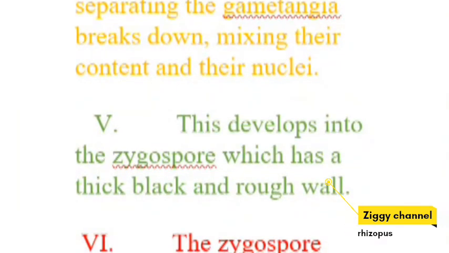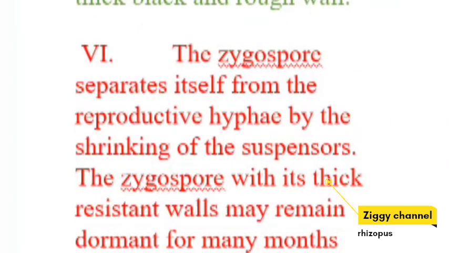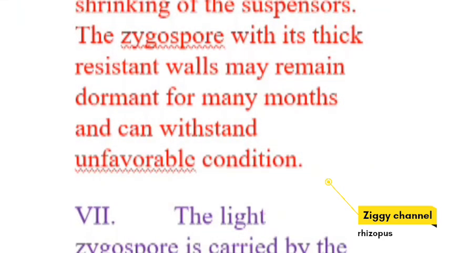4. Later, the wall separating the gametangia breaks down, mixing their contents and their nuclei. 5. This develops into the zygospore, which has a thick black and rough wall. 6. The zygospore separates itself from the reproductive hypha by the shrinking of the suspensors. The zygospore with its thick resistant walls may remain dormant for many months and can withstand unfavorable conditions.